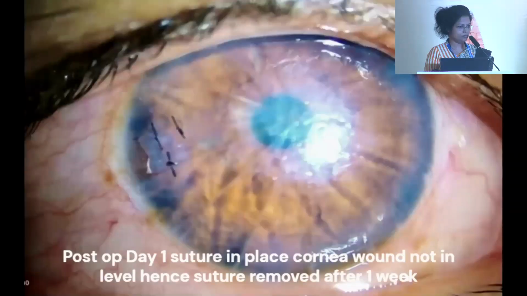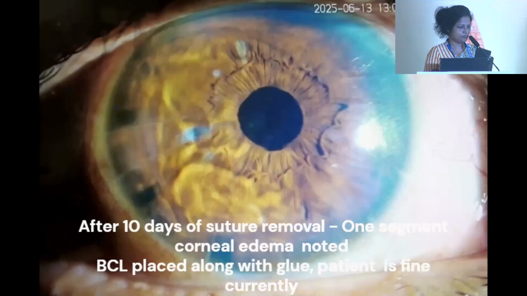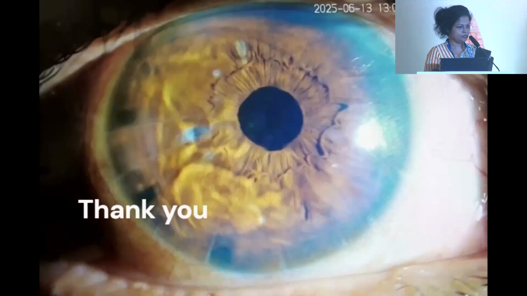Now this is post-op day 1. You can see the sutures, but the level of the corneal wound is not even. So we removed the suture. However, 10 days after removal, we landed up with this type of segmental corneal edema. So we went for BCL and glue. Now the patient is doing fine. My learning was that the BCL should have been put even earlier instead of waiting to see how it will work, because the wound was not even, so I had to do a premature suture removal. Once I did it, I should have put the BCL.